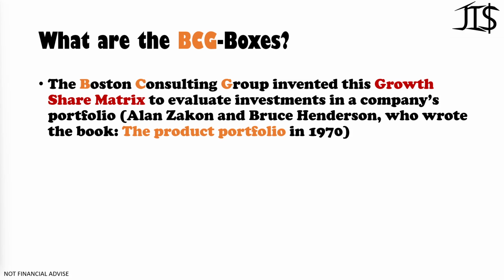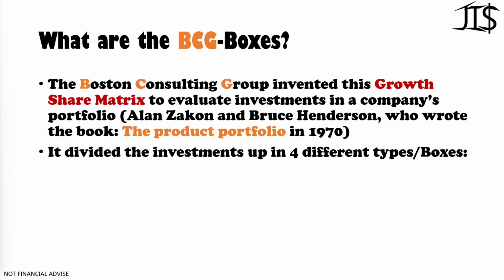So originally you had Alan Zakon who drew up the scheme, and then in 1970 you had Bruce Henderson who wrote the book The Product Portfolio to explain how they used the growth share matrix. And that made the BCG boxes quite popular, and it divided the investments up in 4 different types or boxes. So you had the first box, the cash cows, then you had the stars, then you had the question marks, and then you had the dogs.